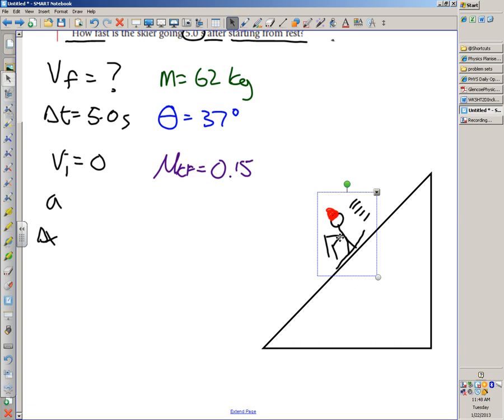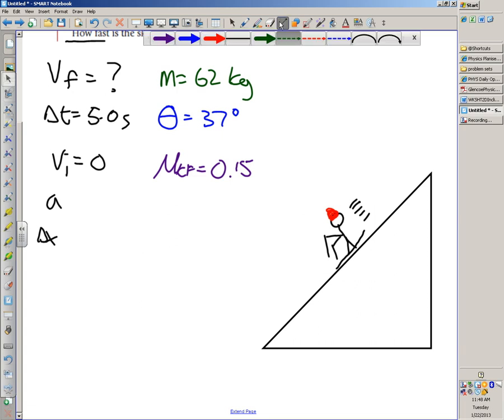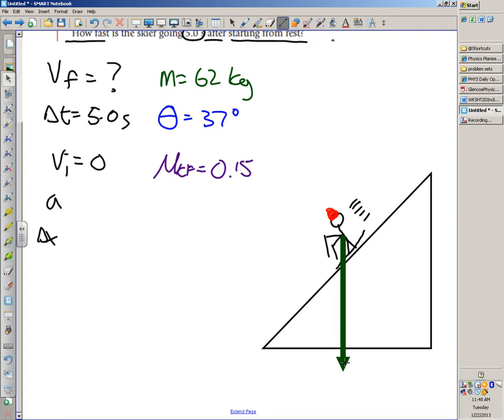Forces acting on the skier. Where are we going to start? Okay, let's start with gravity. In the last problem, they gave us the gravitational force. In this problem, they did not give us the gravitational force, but they did give us the mass, and we know how to handle that, right? No problem. You plug that into your calculator, and you find out that the gravitational force acting on this object is 608.2.